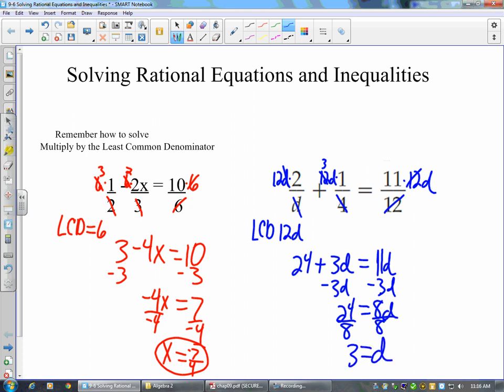Divide by 8 on both sides to get d by itself, and you're left with 3 equals d. Now, the one last thing you've got to double check on these types of problems is your answer: if you put it in your original equation, will you end up dividing by 0? Because that's kind of a no-no. In this case, 2 divided by a 3 is not a 0. We're not dividing by 0 anywhere else in the equation. 3 is our answer.